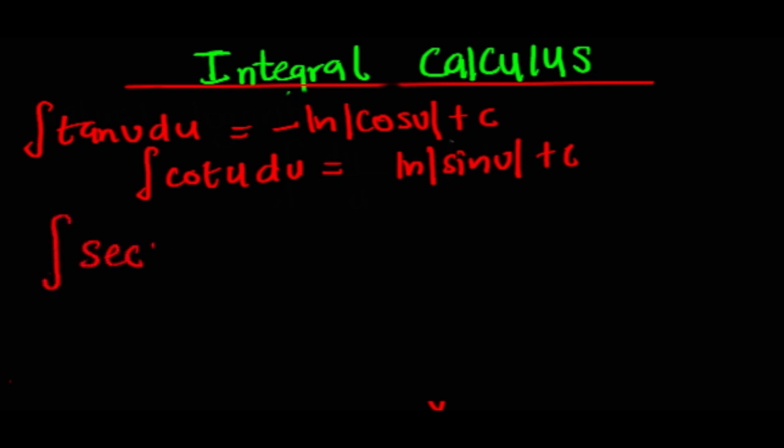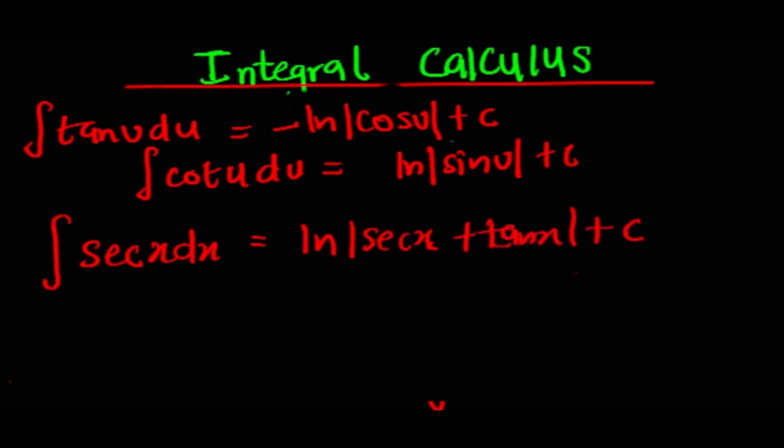sec x dx here, you're going to have the natural logarithm of sec x plus tan x, right, plus tan x. Then you're going to have plus c here. That's what you're going to have.